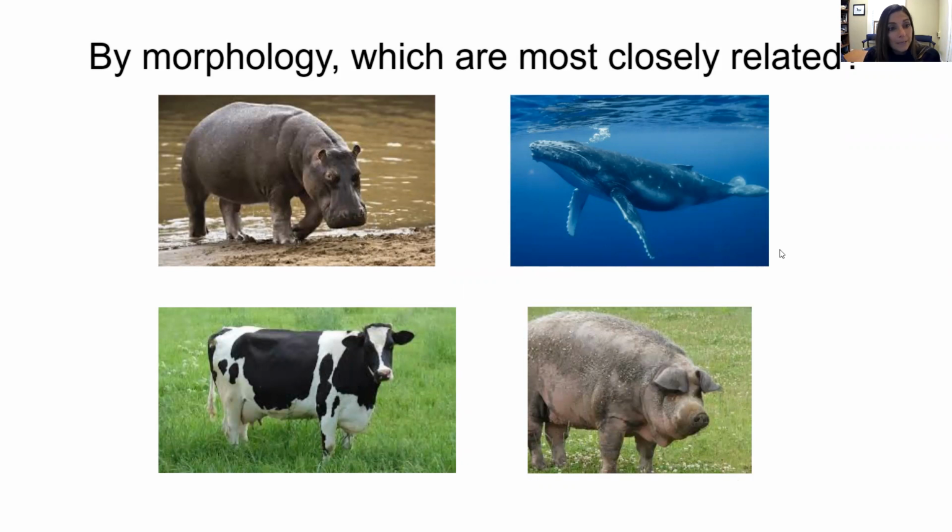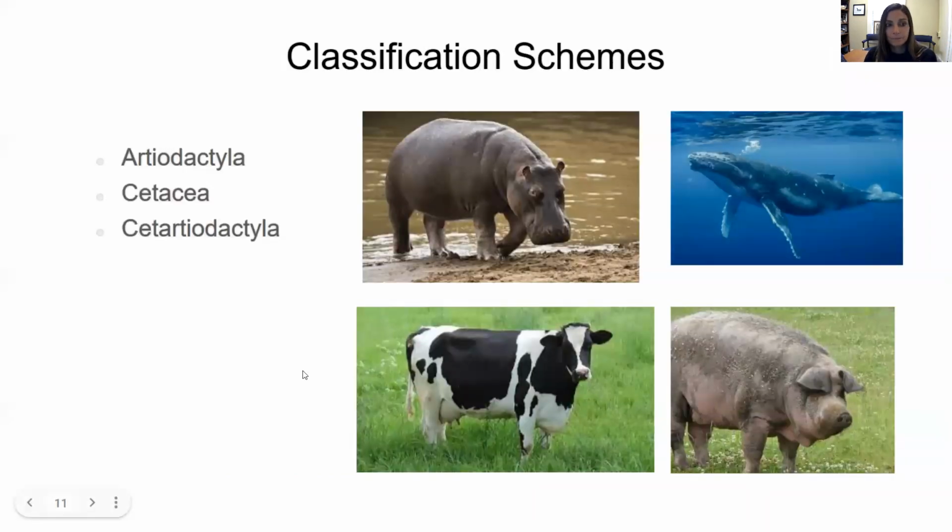But it turns out when looking at molecular data, so looking at DNA and proteins that are made with the blueprint of the DNA, that hippos are most closely related to cetaceans, to whales and dolphins. And then these two are more closely related to ruminants like cows, cattle, than they are to pigs. So of these 4, pigs are farthest removed from the others. And we only know that because of looking at DNA and that molecular data in addition to the morphology data.